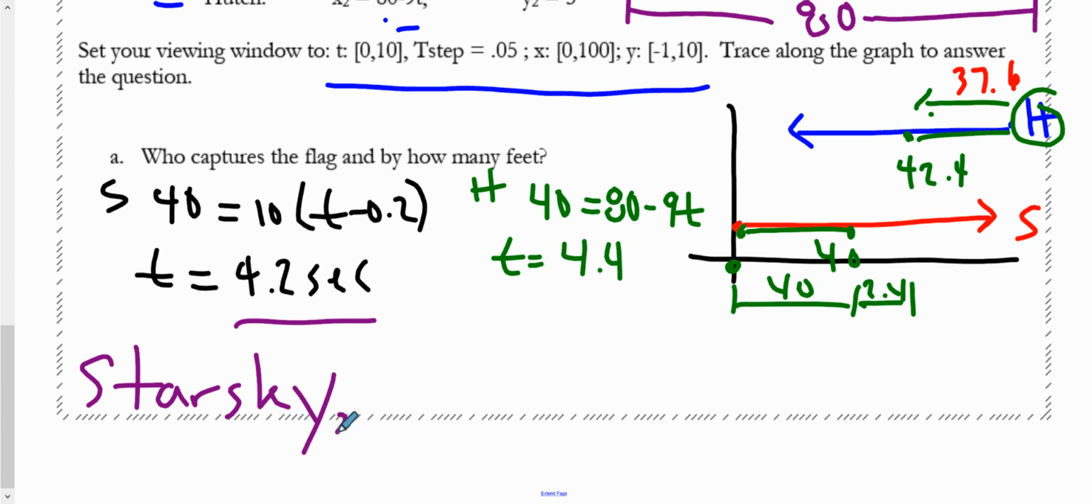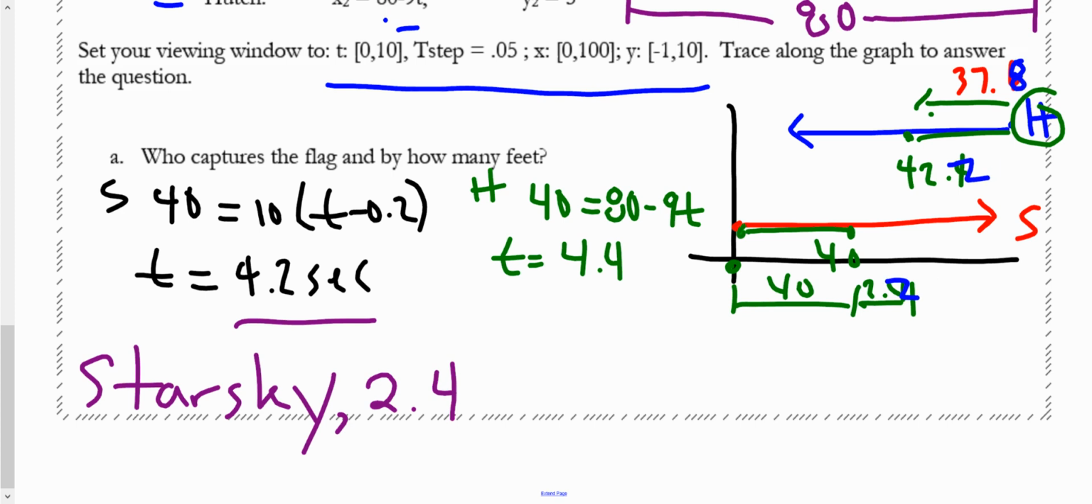So Starsky is going to capture the flag, and he captures it 2.4, or do we say 2.4? Is that right? I think I maybe wrote the wrong 2.2, I think it was 37.8. My apologies there. Let me go back here. I was writing down the notes that I had, a work I did earlier. This is actually an 8, and this would be 42.2. So that's a 2.2.